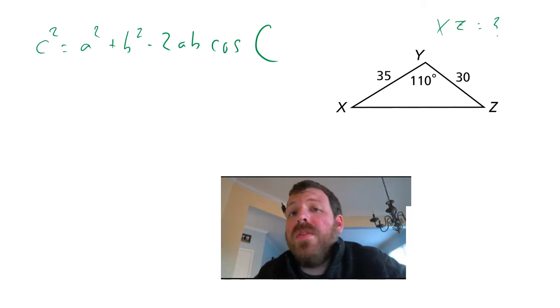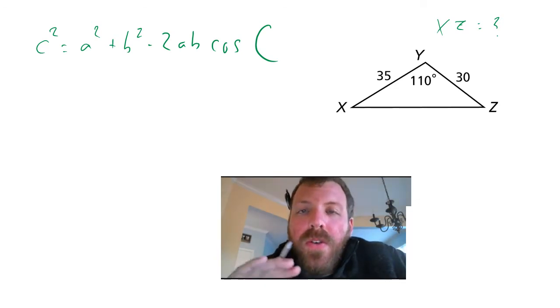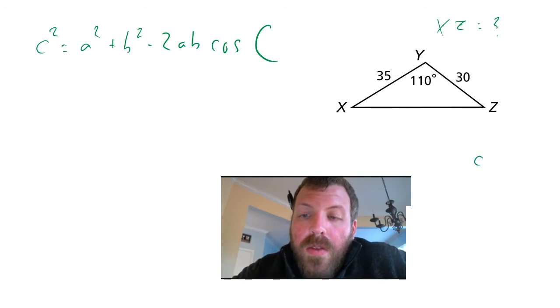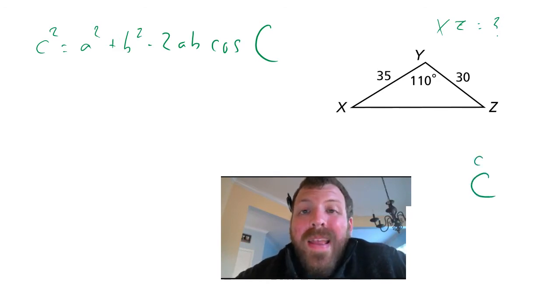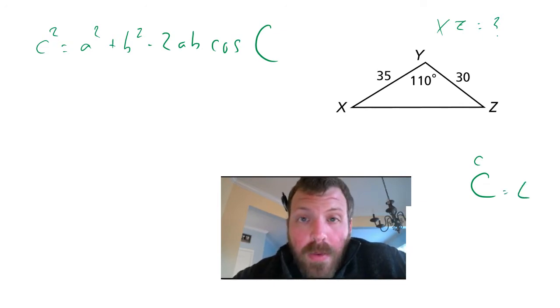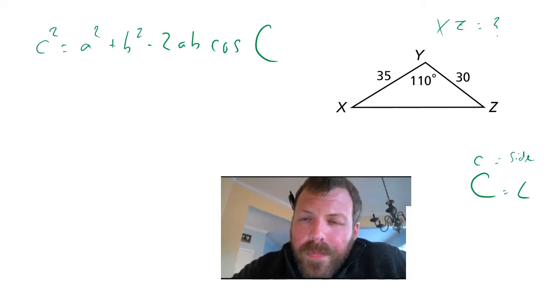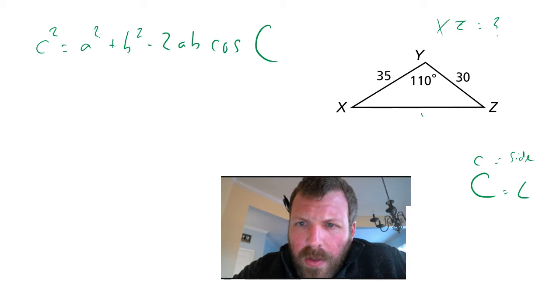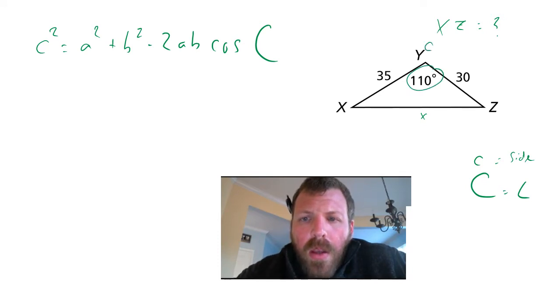Let's talk about those things real quick. The two most important features of this triangle are where little c is and where big C is. Big C is your angle, always the angle. Little c is always the side opposite of that angle. I'm looking for xz, so I'm just going to call that a little x because that's what we're looking for. My angle is big C, which makes this little c because it's the one side that's across from that angle.